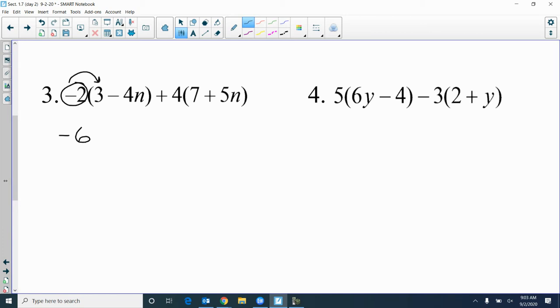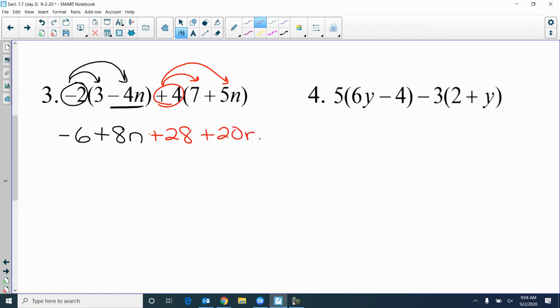Then what do I do? What do you think, Evan? Negative 2 times negative 4. What's it give you? Positive 8. You're exactly correct. Negative times a negative is always positive. And just put down the 1 sign, just make it a plus. You don't want to just start writing signs down for that. You just want to wait until after you multiply. Now this is a positive 4. Positive 4 times a 7 and a positive 4 times a positive 5, which gives me plus 28 plus 20n.